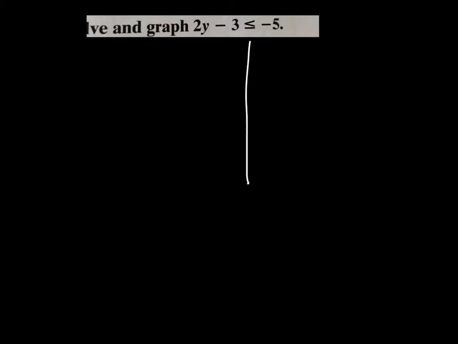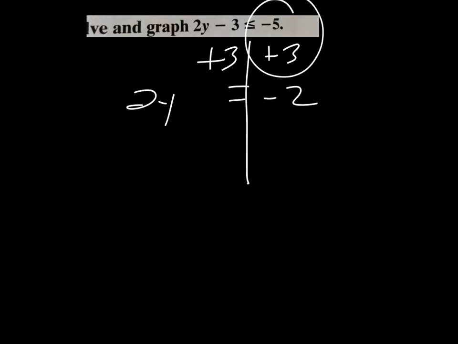Our first step, obviously, is going to be to add 3 to both sides. So we do that here, and we get 2y equals, well, -5 plus 3 is -2. And now we're down to the multiply divide stage. And again, if you don't remember your steps, pull those back up. Follow those just like we normally do with equations. Here we're going to go ahead and divide off the 2. And we get y is less than or equal to -2.